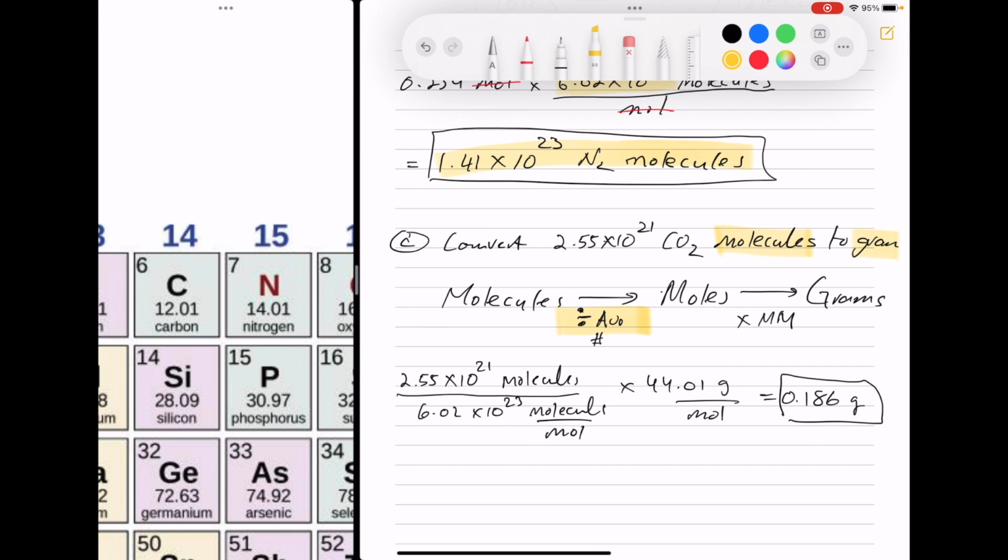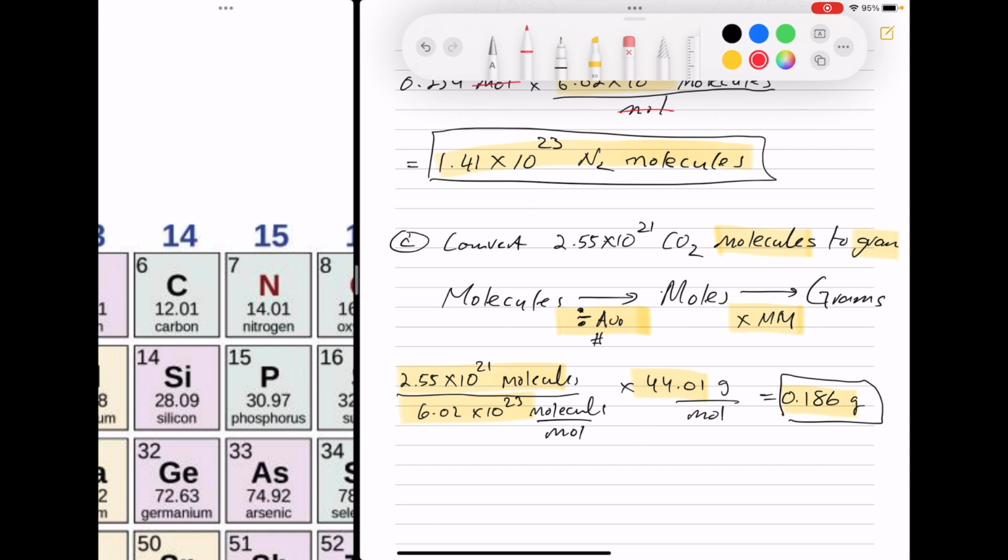Once you have the moles, you're trying to go from moles to grams. Now you're dealing with mass, so molar mass comes into play. Anytime you move away from moles to something else, you multiply, so you're going to multiply with molar mass to get to grams. Those are the 2 steps we need to do. Start with the division. Here I take the molecules and I divide by Avogadro's number and I get moles. After I get moles, I multiply by the molar mass, which I calculated using the periodic table. And that in the end gives me 0.186 grams.